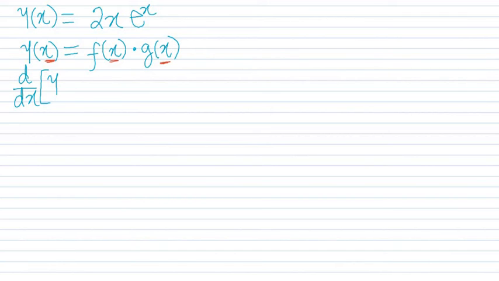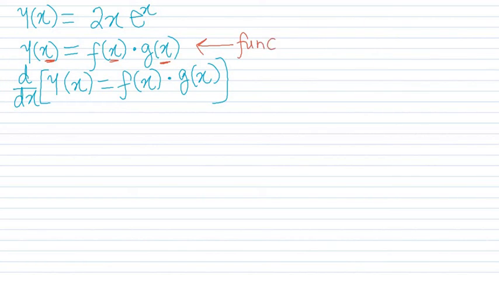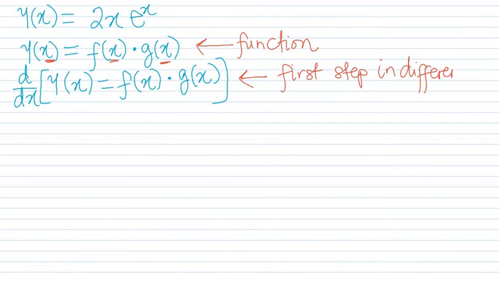So now, when we do this, we differentiate. So y of x, right, equals f of x multiplied by g of x. So we're just differentiating it. So this here is telling you that this is the function, and this is the first step in differentiating the function. So now this is the next thing you do. Now that we know that, this is the next thing that is going to happen.